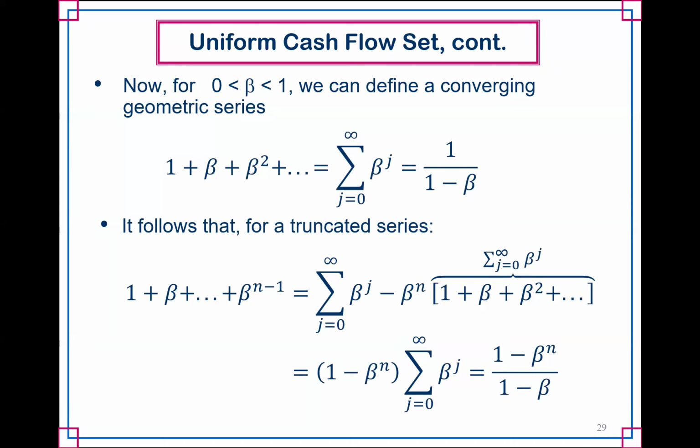So beta should always be between 0 and 1, right? It's an interest rate, so it's not going to be a negative interest rate. So when you do 1 over 1 plus d, it's always going to be 1 over a number that's greater than 1. So we can simplify this down and see that if we have an infinite set, we end up with 1 over 1 minus beta. And so we can simplify that equation to 1 minus beta to the n over 1 minus beta.